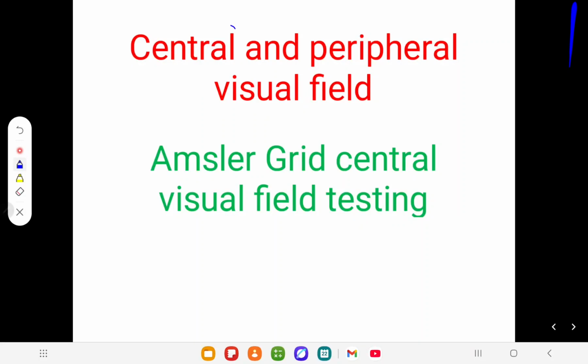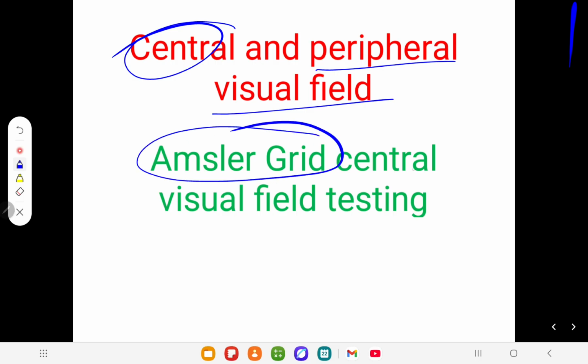Okay, here we go, the central versus peripheral visual field, as a first introduction, and then we'll delve into the Amsler grid for central visual field testing. Basically, the Amsler grid is very important for clinical cases, especially. We definitely prescribe the Amsler grid to patients with ARMD and similar conditions. So let's discuss the types of Amsler grid.